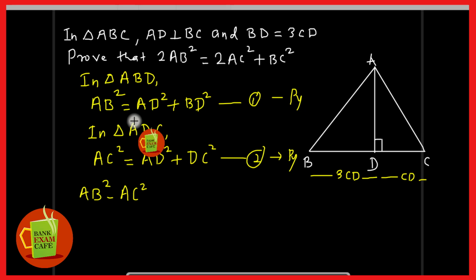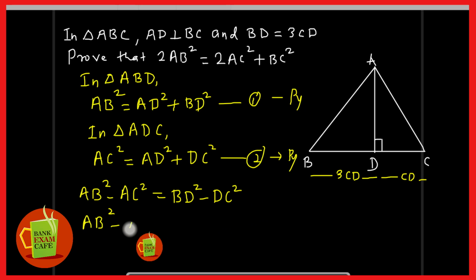If you subtract this side, AD square and AD square will get cancelled, and you will get BD square minus DC square. So here it is AB square minus AC square, which is equal to BD square minus DC square. Now this we want as BC square. We will have to convert this into BC square because we want BC square here in the proof.